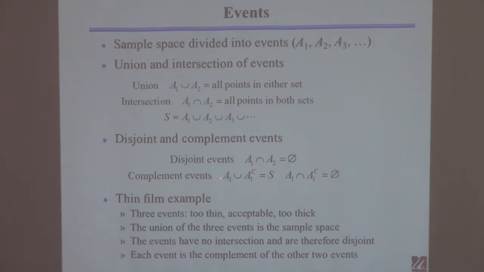Okay, so if A1 here, for example, is the thin film having the right thickness, the complement is everything else that might happen. In other words, that would be too thin and too thick. Okay?